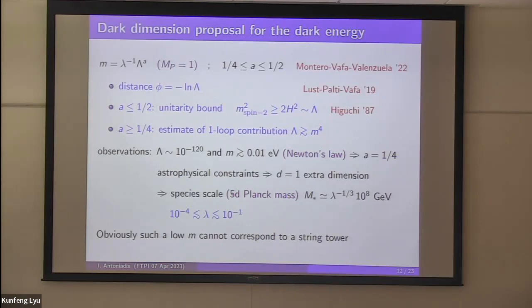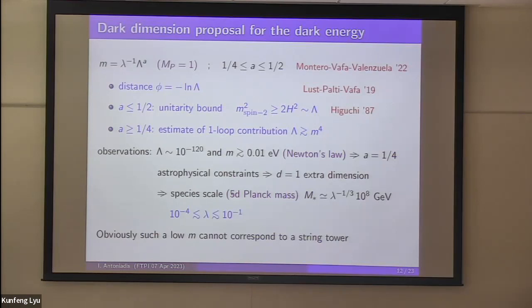And then the next step is to bound the exponent. The upper bound, 1/2, is actually the unitarity bound in de Sitter space, which was in the thesis of Higuchi long ago, which says that a massive spin-2 in de Sitter space should have a mass which is bigger than the Hubble constant.